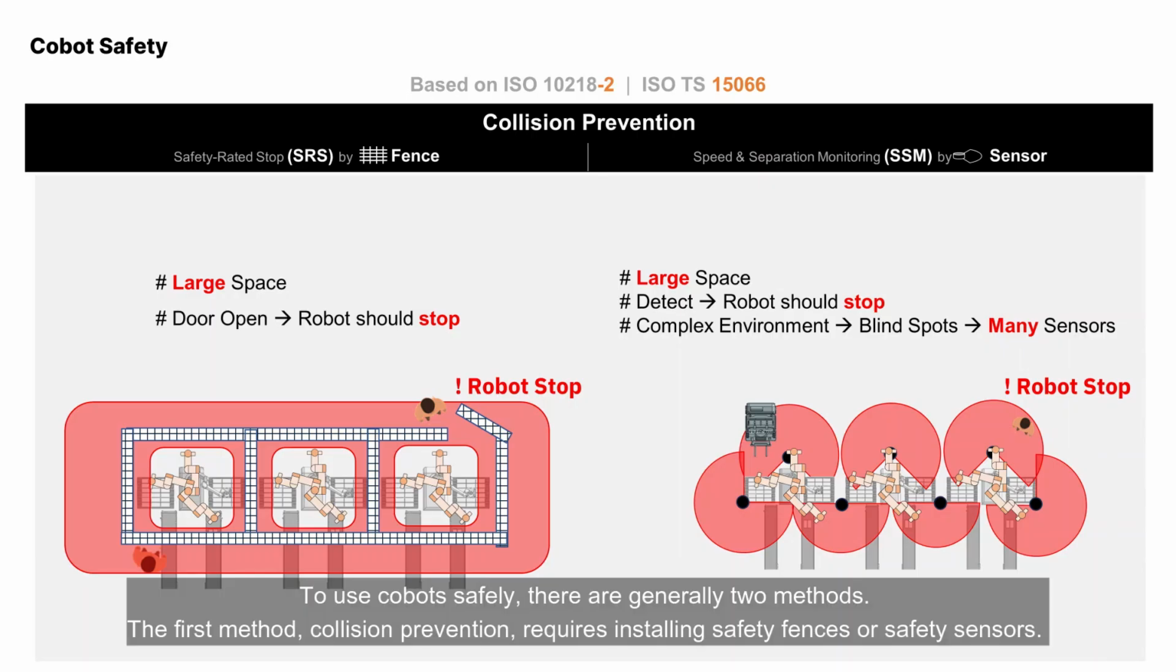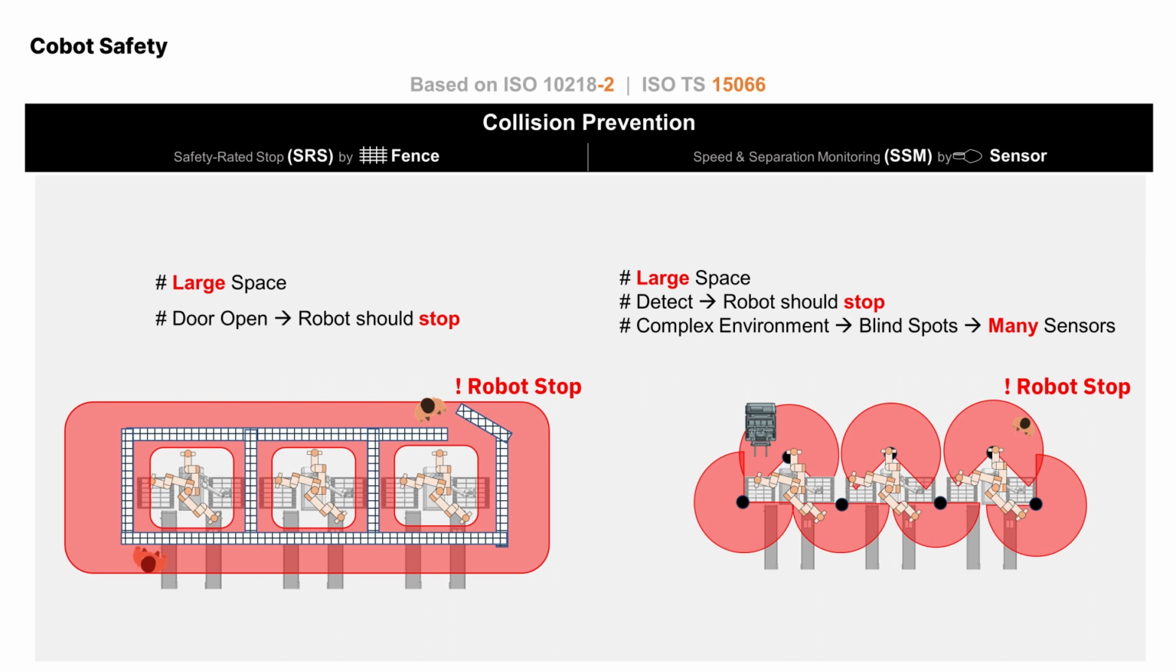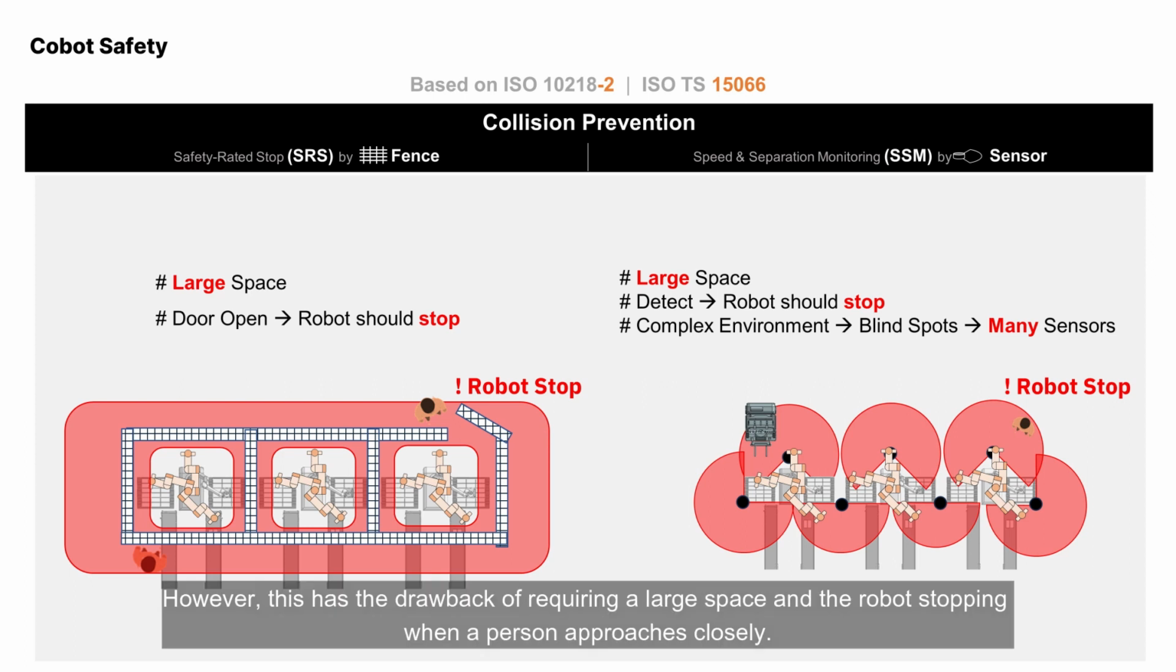To use cobots safely, there are generally two methods. The first method, collision prevention, requires installing safety fences or safety sensors. However, this has the drawback of requiring a large space and the robot stopping when a person approaches closely.